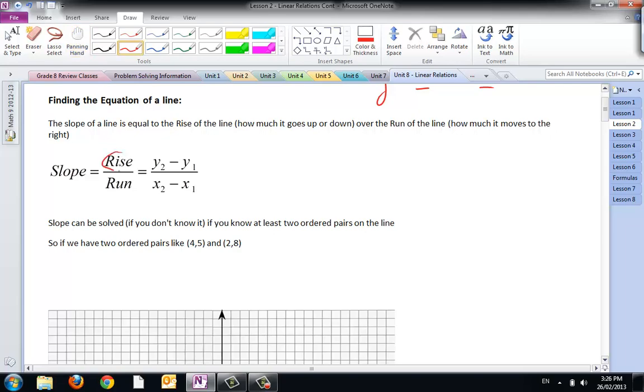Now, I mentioned to you in the last lesson that the slope of a line is equal to the rise of the line, how far it goes up and down, over the run of the line, how far it goes right or left. Now, rise, if you think of it in terms of the axes on the rectangular coordinate plane, that is the y dimension. And if you look at how much it moves to the right or left, that is the x dimension.